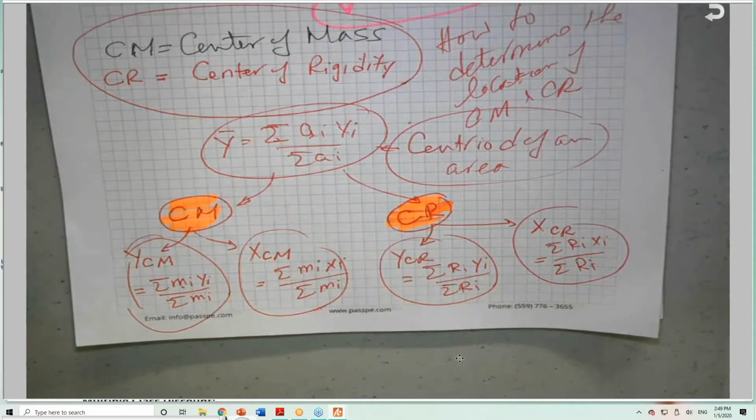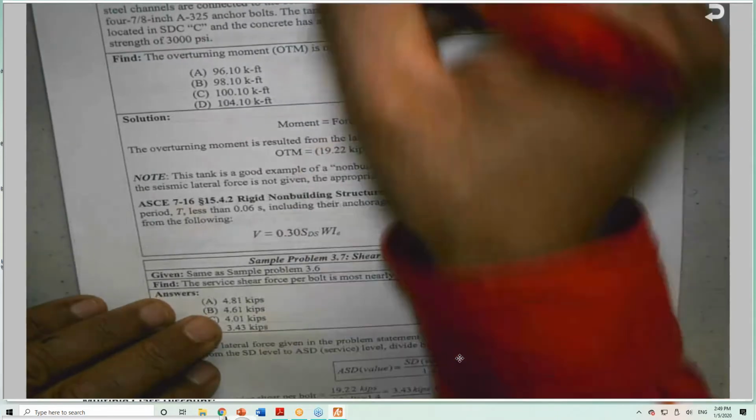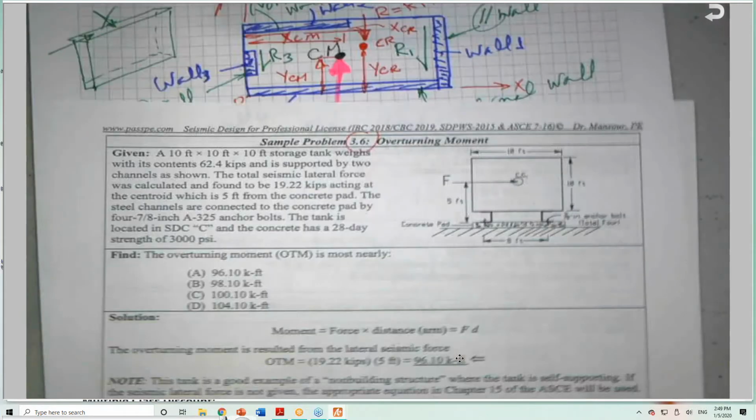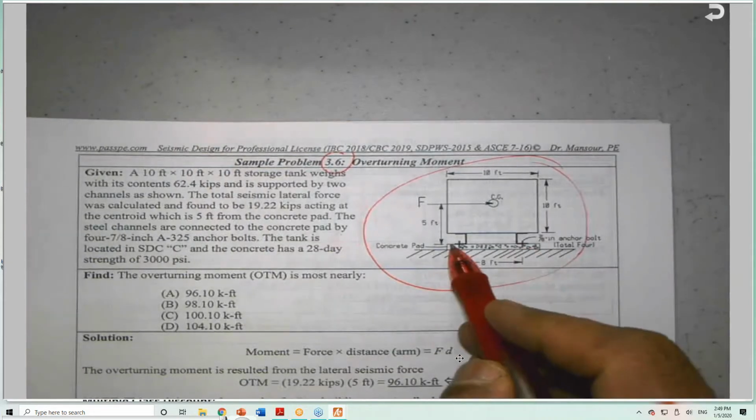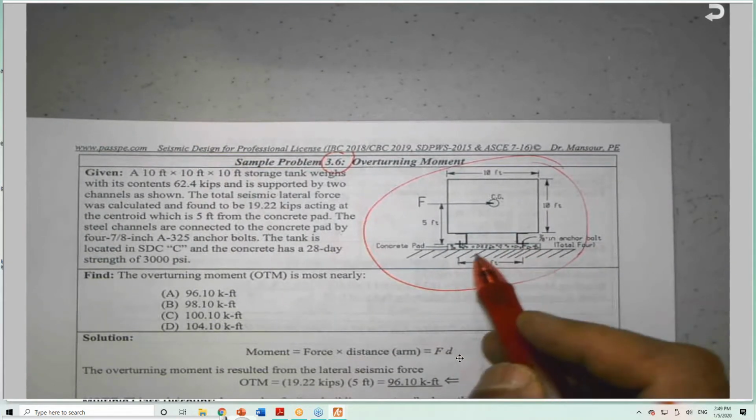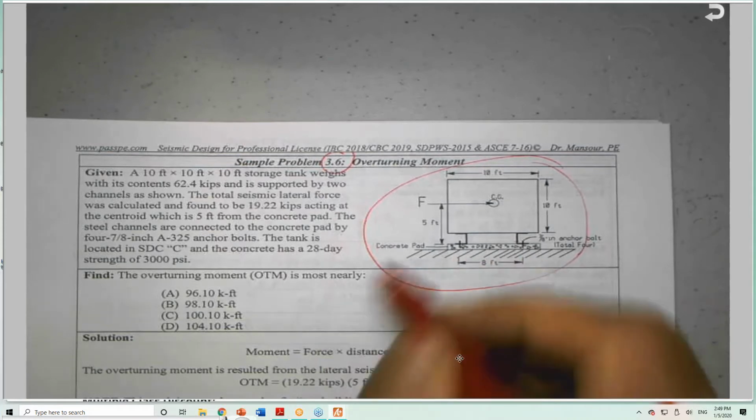If you go to the second problem, the following problem 3-6, this is a water tank supported by 2 channels, as you can see, and the 2 C channels are anchored into the concrete bed. There's a concrete bed.